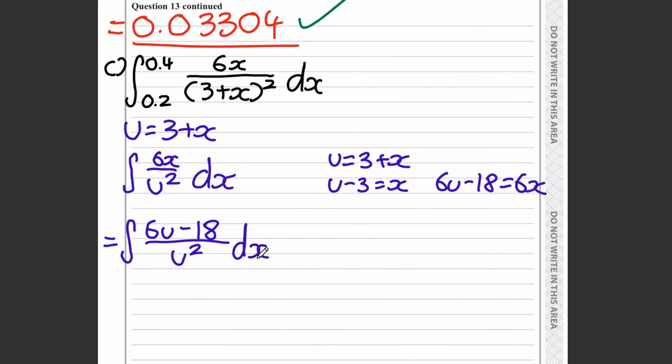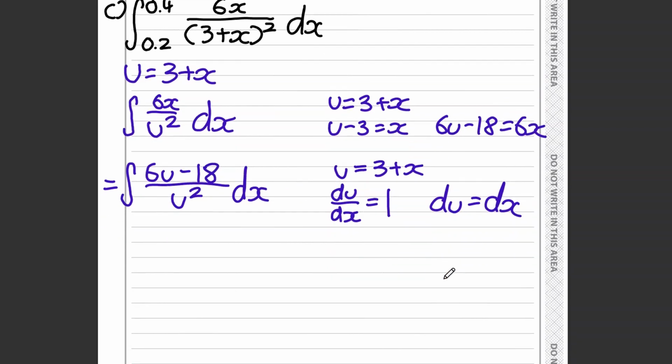Now we need to get rid of this dx here for a du. So if we look at this, u is equal to 3 plus x. If we differentiate this, it's going to be du over dx is equal to, so 3 is just a constant, so it goes away, and if you differentiate x, it's 1. So therefore du is equal to dx, so therefore we can do a straight swap the dx to the du.